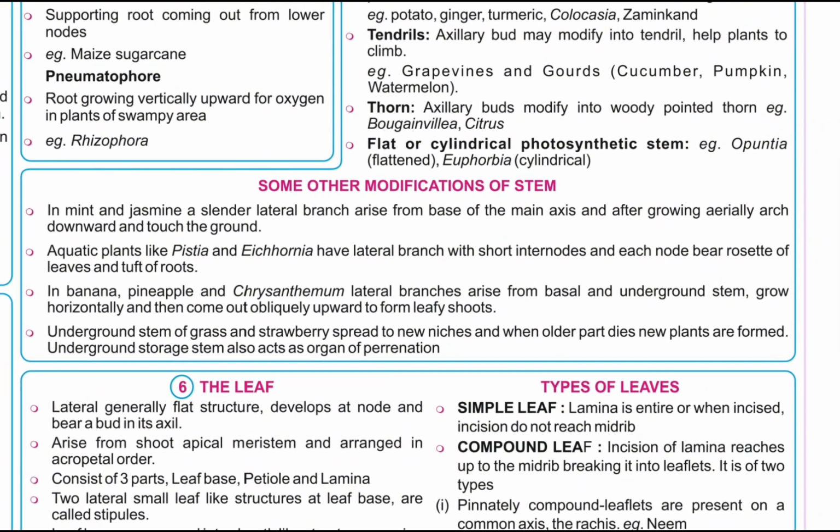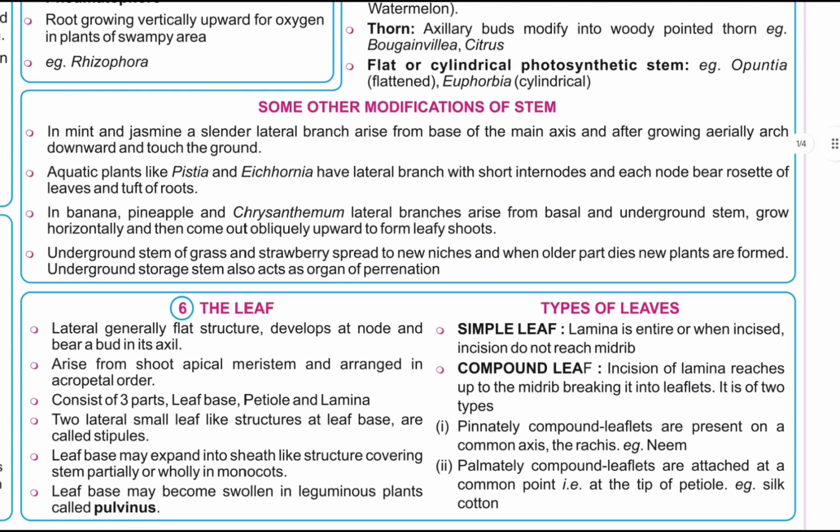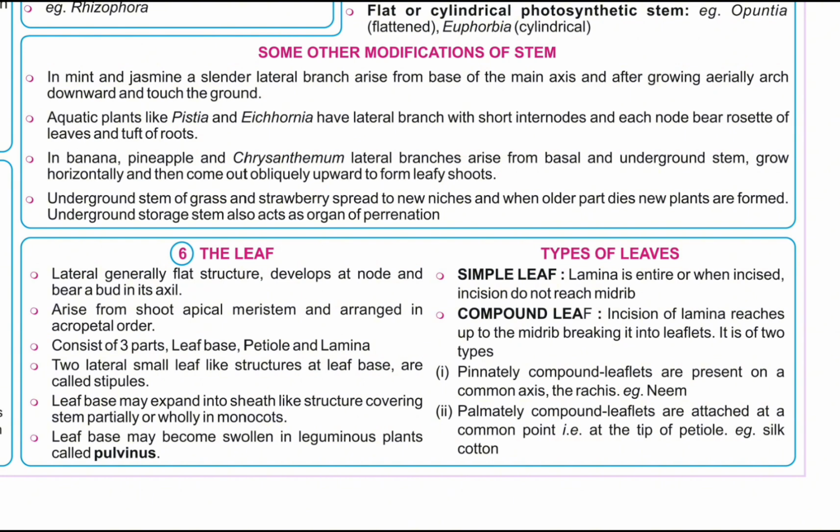Some other modifications of stem. In mint and jasmine, a slender lateral branch arises from the base of the main axis and after growing aerially arches downward and touches the ground. Aquatic plants like pistia and eichhornia have a lateral branch with short internodes and each node bears a rosette of leaves and a tuft of roots. In banana, pineapple and chrysanthemum, lateral branches arise from the basal and underground stem, grow horizontally and then come out obliquely upwards to form leafy shoots.